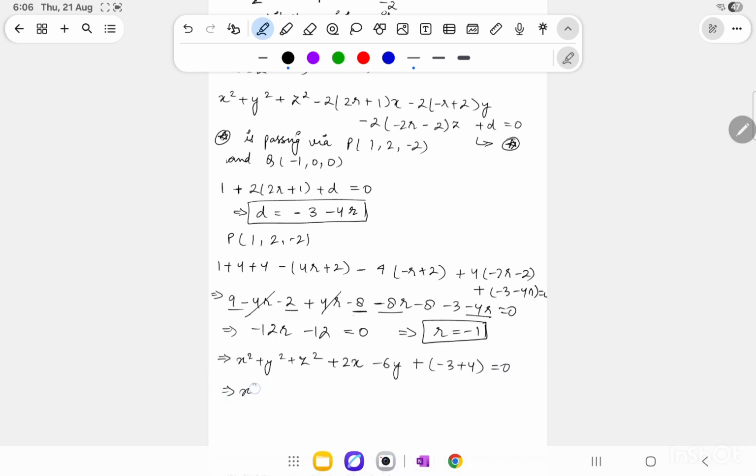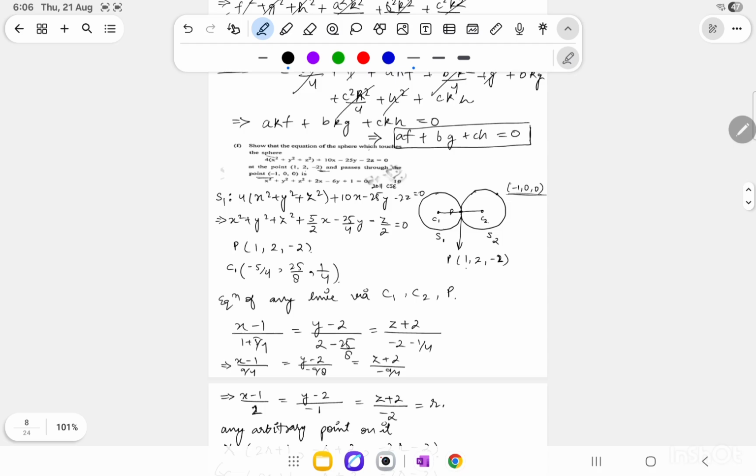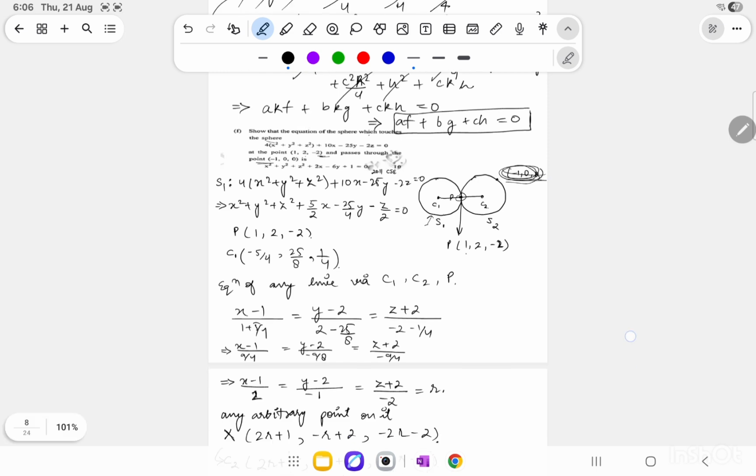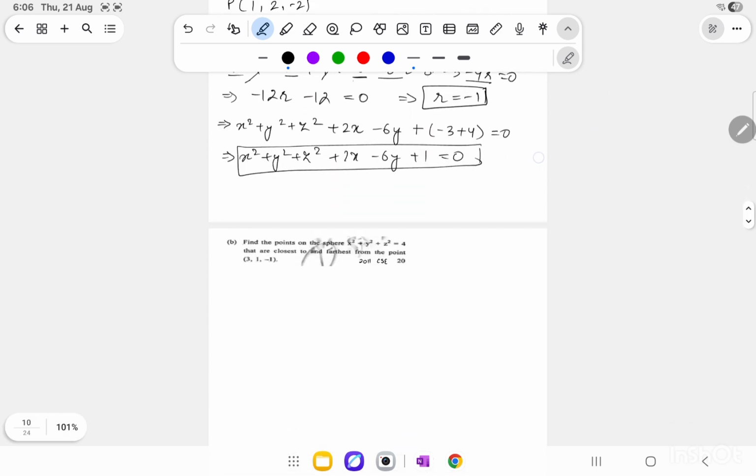So my equation of sphere is x² + y² + z² + 2x - 6y + 1 equals to 0. This is the equation of the sphere which is touching the given sphere S1 at point P, and the sphere S2 is also passing via point -1, 0, 0. So let's move on to the next question.